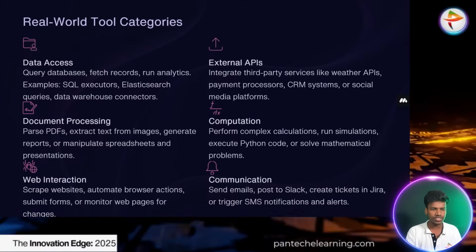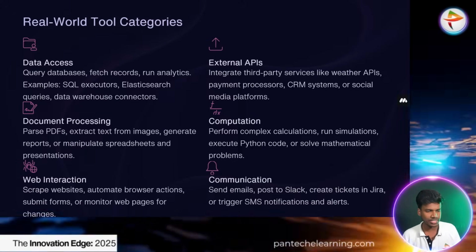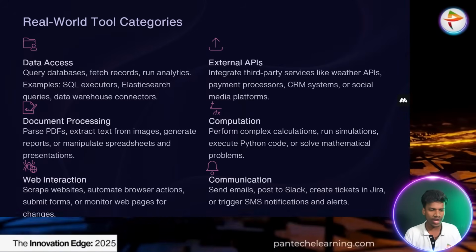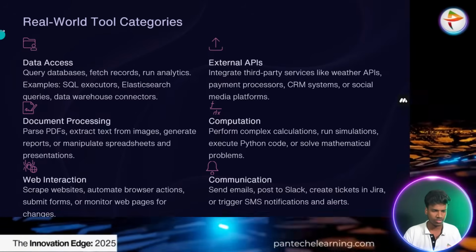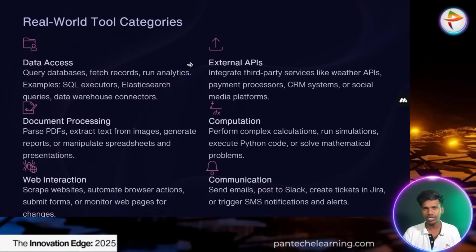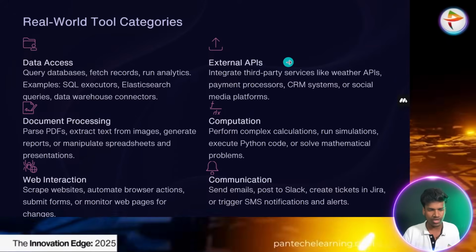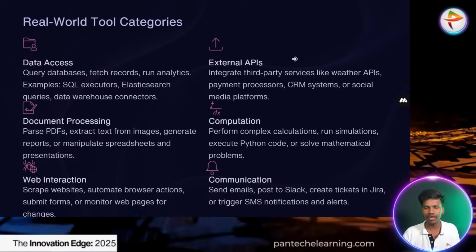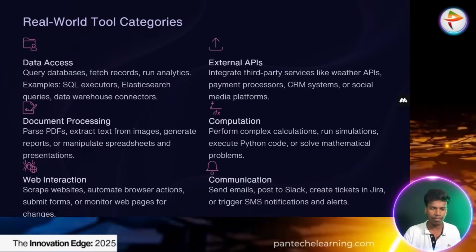Query databases, fetch records and run analytics. Example, SQL executor or Elasticsearch queries or data warehouse connector. That way, we are using different variants of databases. So in this particular class, our N8N creation, model creation, we are using the vector database. Okay. And external APIs. So integrate third-party services like weather APIs, payment processors, CRM systems or social media platforms.